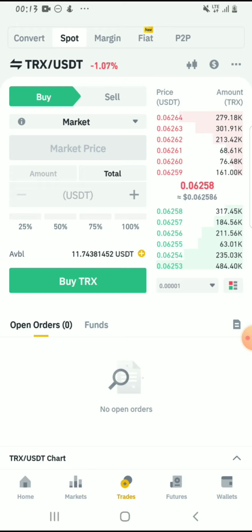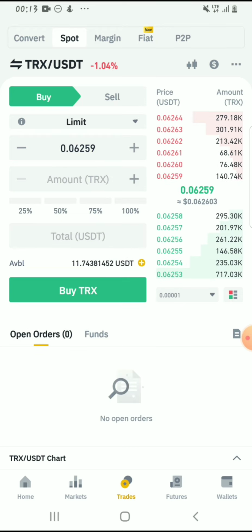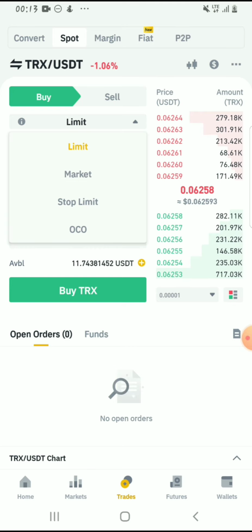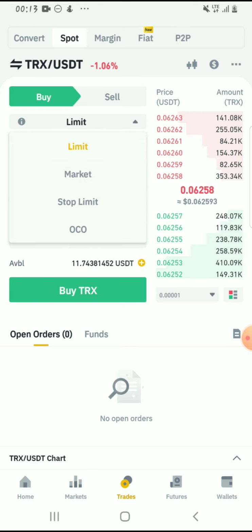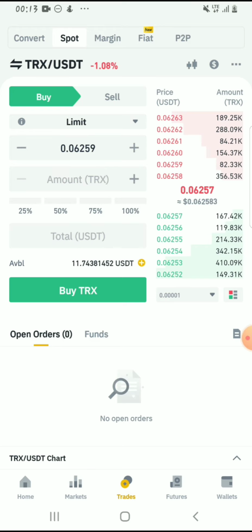So we are going to move over to the next type of order placement, which is the limit order. I just have to click here where you see the limit, and change it to limit. Okay, you're already in limit. So what is this limit order? A limit order executes an order at the price which you have set to buy or sell a particular asset.